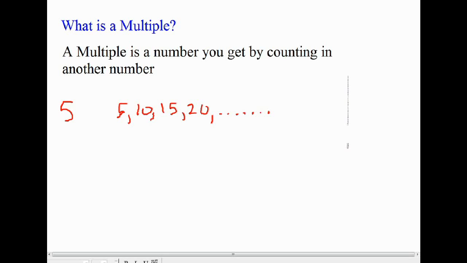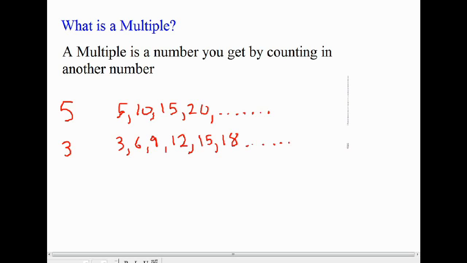If we took the multiples of 3 as another example, well, multiples of 3 are just counting in 3s. So we've got 3, 6, 9, 12, 15, 18, and so on, just counting in 3s. All of those numbers there are multiples of 3. So here we have multiples of 5 and multiples of 3.